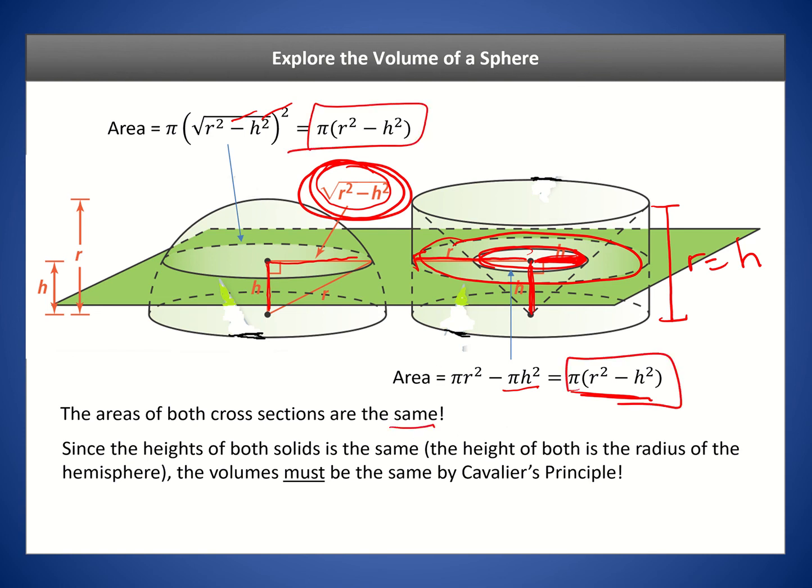And therefore, by Cavalieri's principle, if the cross-sectional areas are the same, and if the heights are the same, then that must mean that the volumes are the same. So that means that the volumes of both of these are the same. So these have the same volume. So volume is the same for both. And therefore, we can use this formula to help us out.